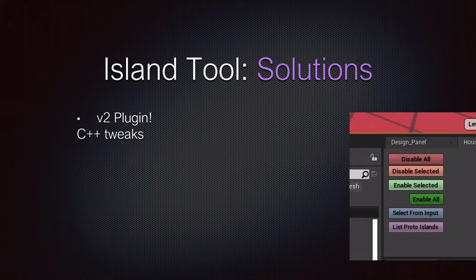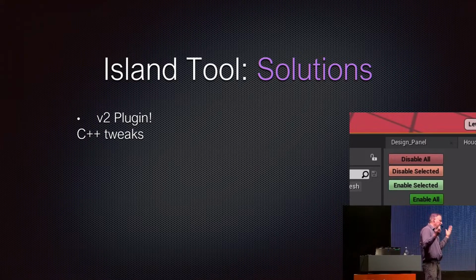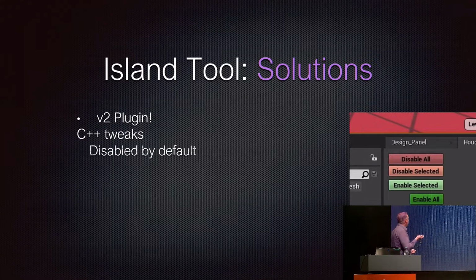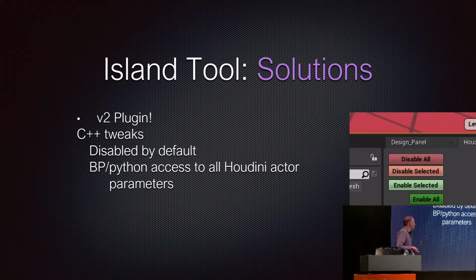But then people could just select a bunch of islands and hit enable selected. It would enable their cooking, and they would have to wait only a minute or a fraction of a minute to get the islands they were working on to be live, and then they would tweak the splines, and then they would save the file. But every time a map was opened, that Houdini engine would disable itself again. And that was super important. And there were other C++ tweaks. Disabled by default was probably the most important.